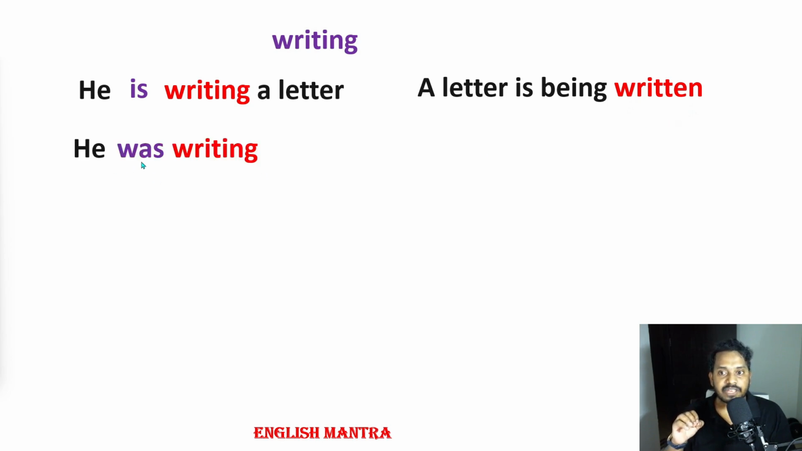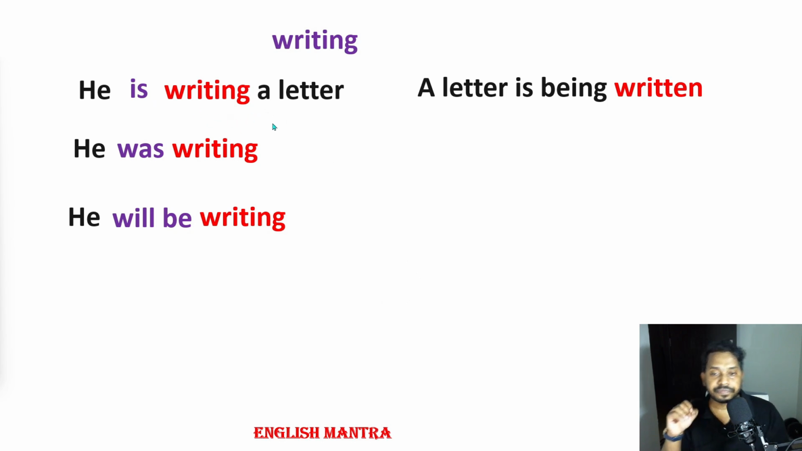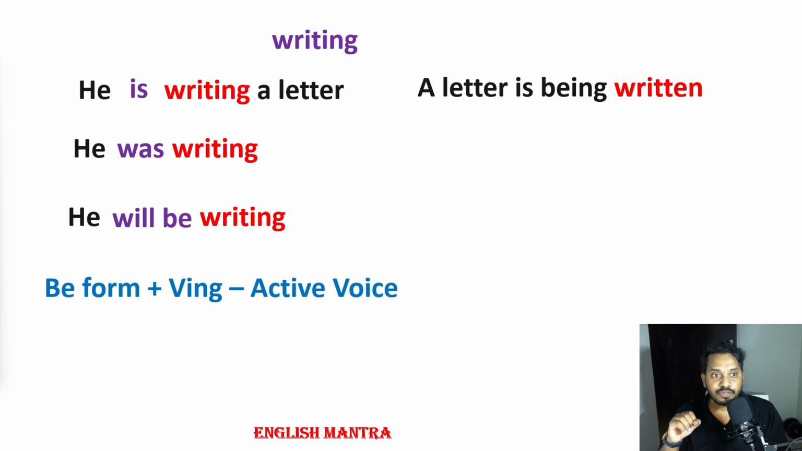Okay, see, if I use any past be form, he was writing a letter or he will be writing a letter, all this would be in active voice. Whenever you see verb plus ing, all this would be in active voice. Either it would be a present continuous tense or present perfect continuous tense, past continuous tense or past perfect continuous tense, future continuous tense or future perfect continuous tense. All this continuous tense would be in active voice. Wherever you see verb plus ing, there won't be any passive voice.